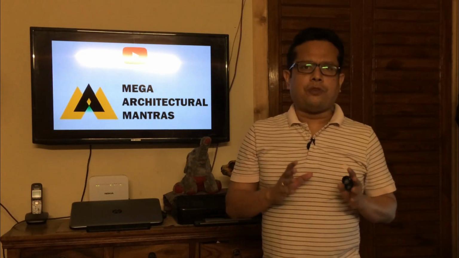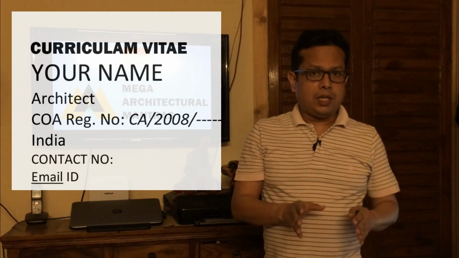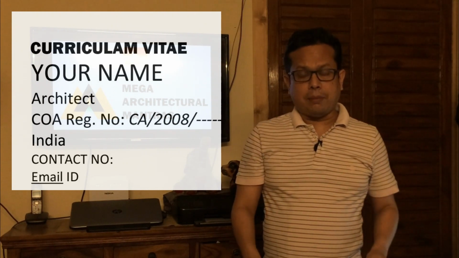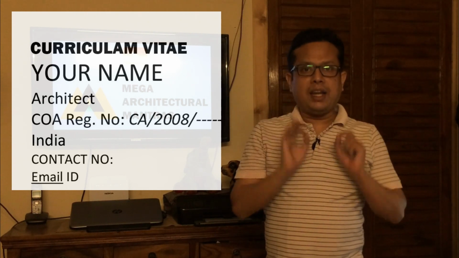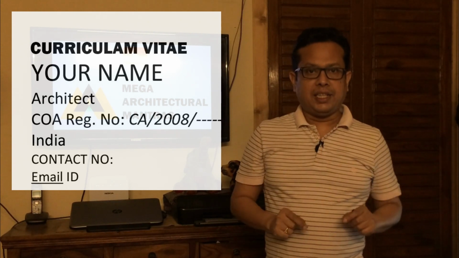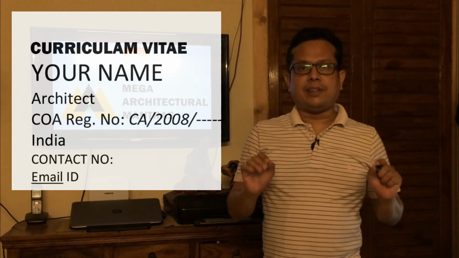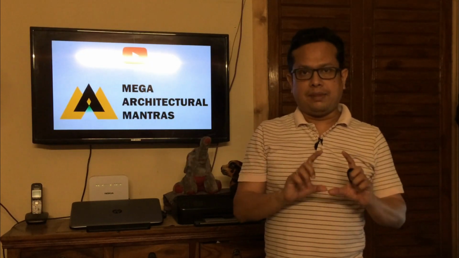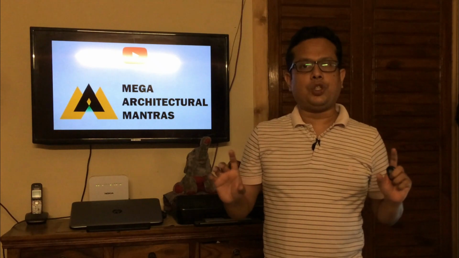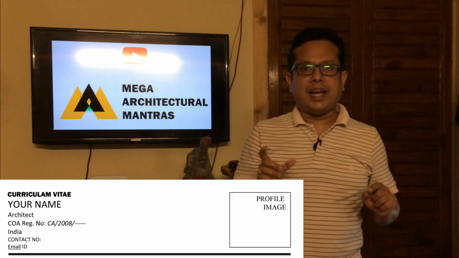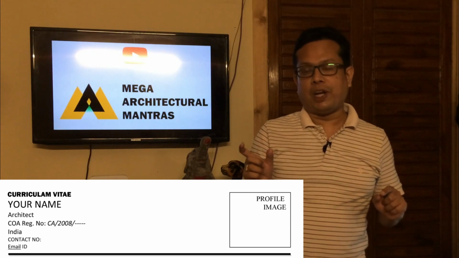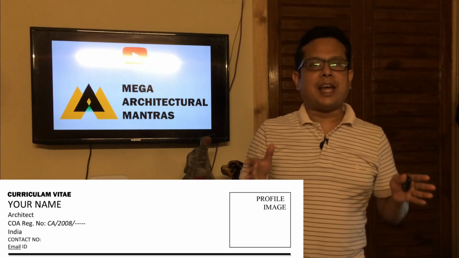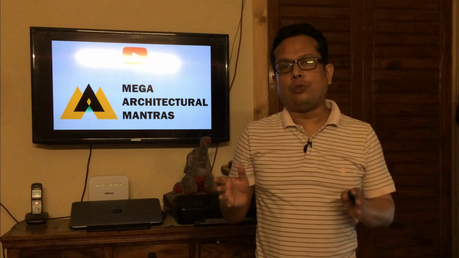Now where do you start from? You start with your name. If you have a COA registration number, write down the COA registration number, your mobile number, your email ID. These are the first things that you need to highlight, and maybe this is the format in which you can highlight this thing with at least one profile photograph of yours, and should be a dynamic profile photograph of yours. It gives an extra edge to your resume.